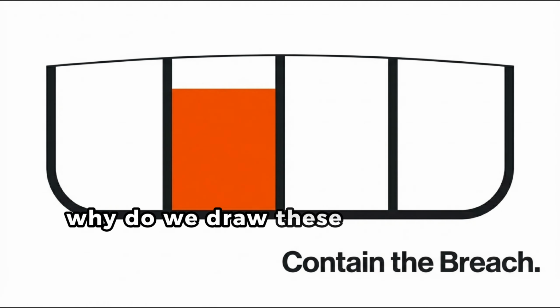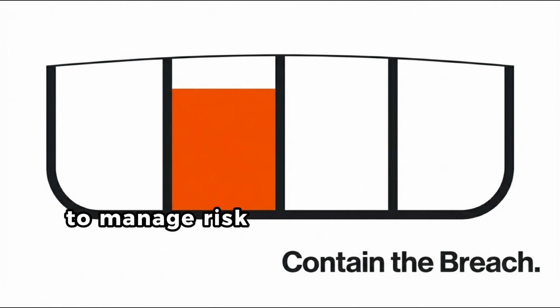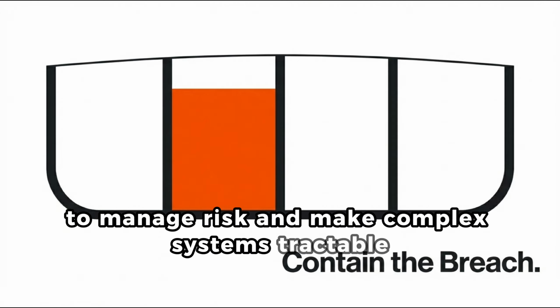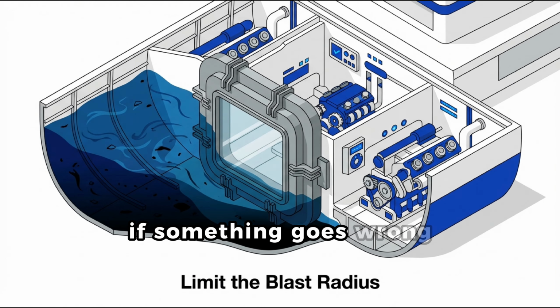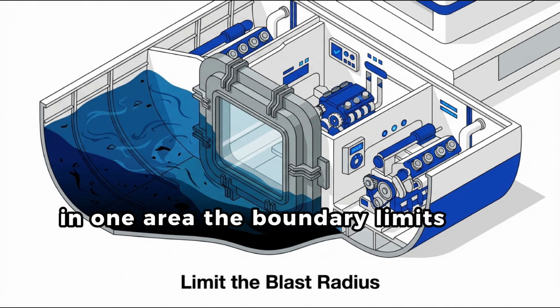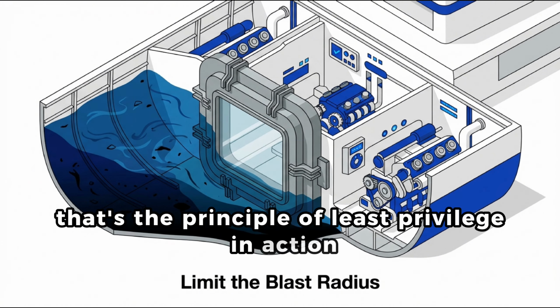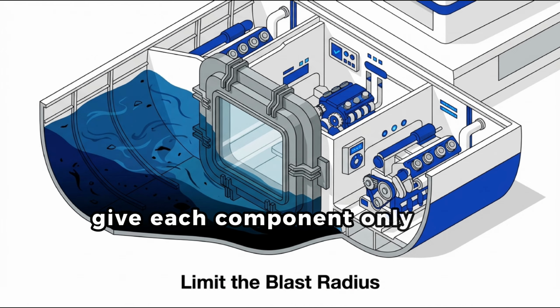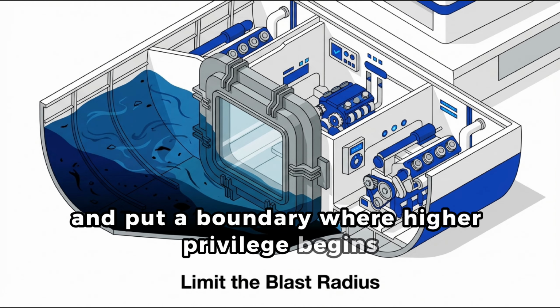Why do we draw these boundaries at all? The answer is the same reason societies have borders: to manage risk and make complex systems tractable. Boundaries let you compartmentalize. If something goes wrong in one area, the boundary limits the blast radius. That's the principle of least privilege in action. Give each component only the authority it needs, and put a boundary where higher privilege begins.